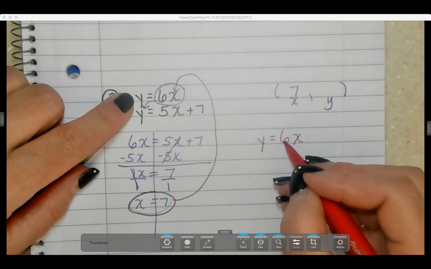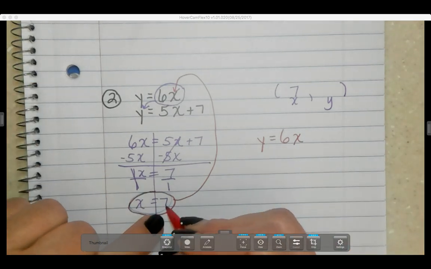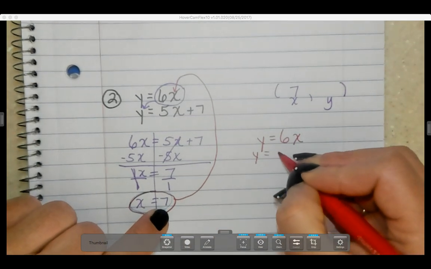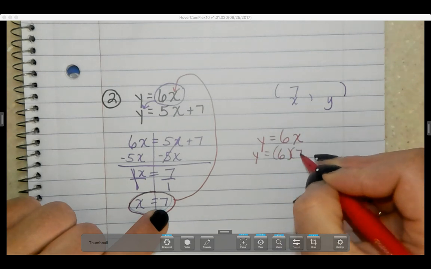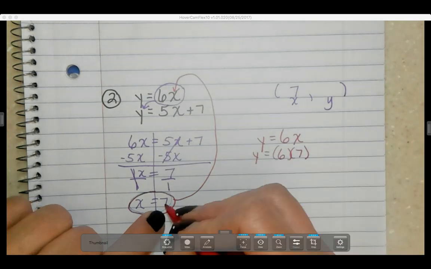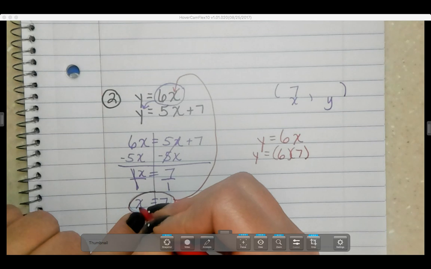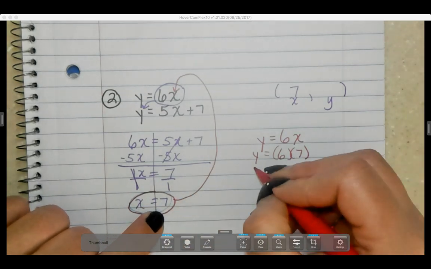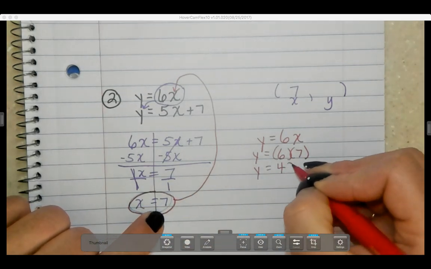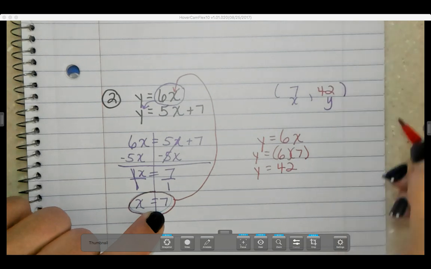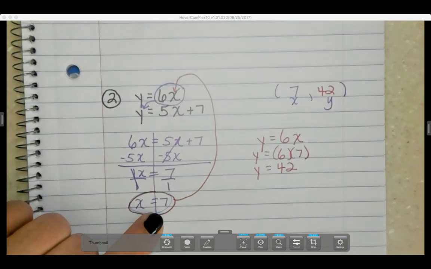So let's look back at that equation. Y equals 6 times x. Well, now we know that x is 7. 6 times 7, right? You're just substituting it in. You're taking out the variable and putting in the number. And 6 times 7 is 42. So now we know that y is 42.